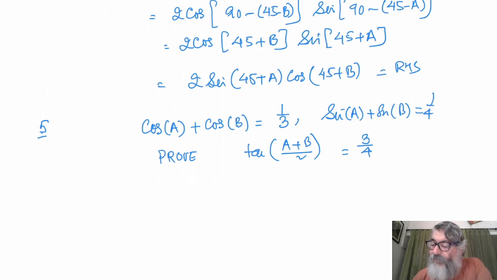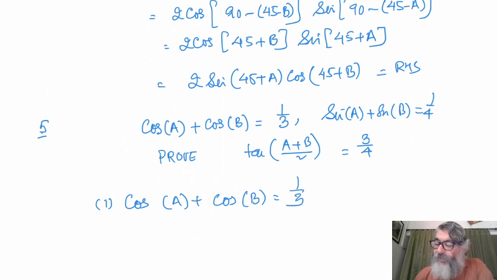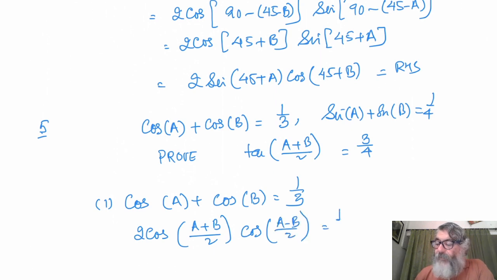So cos C plus cos D, like first I'm saying cos A plus cos B is equal to 1 upon 3. So cos C plus cos D was 2 cos((A plus B) upon 2) cos((A minus B) upon 2) is equal to 1 upon 3. We have combined these two factors, cos C plus cos D.